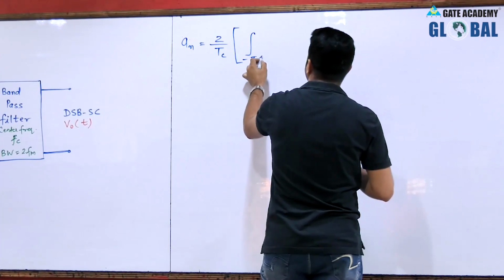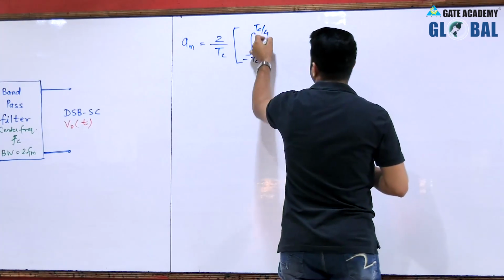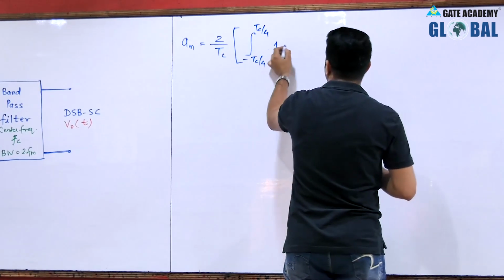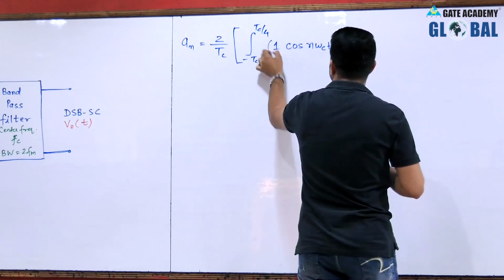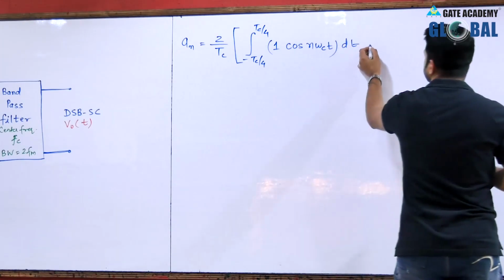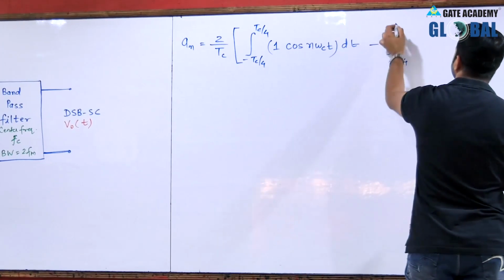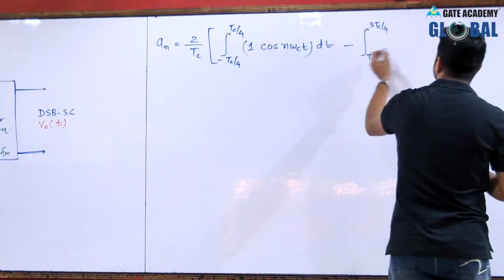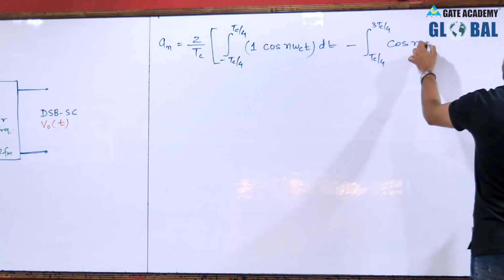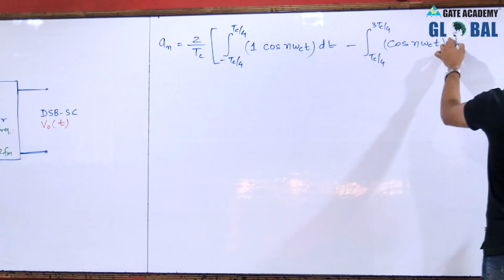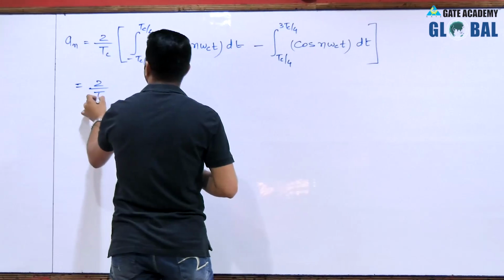integration from minus Tc by 4 to Tc by 4, value of Pt is 1 and this is An. So, we have cos n omega Ct dt, minus Tc by 4 to 3 Tc by 4. Here we have minus sign because the amplitude is minus, and cos n omega Ct dt, bracket close. Now, we will integrate this 2 by Tc.